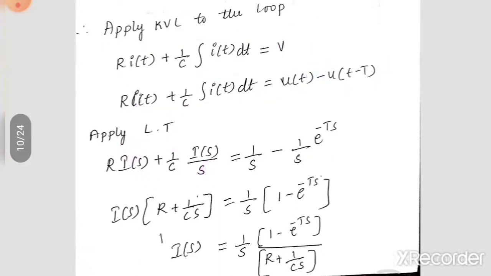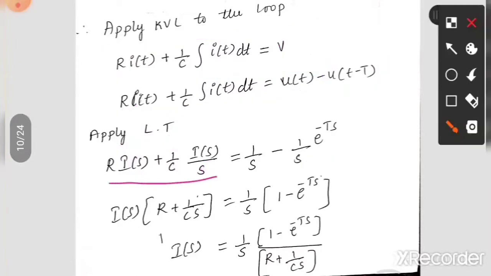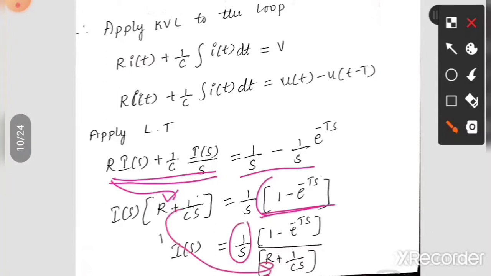This is the simplification: I of s you can take outside from this, or, as we did earlier, you can directly substitute in that formula. So I of s, if you take a common term, then R plus 1 over CS will be inside, which is equal to 1 by s, taking a common term, then 1 minus e raised to minus Ts will be there. Therefore I of s will be 1 over s into this numerator divided by this denominator, that is R plus 1 over CS.